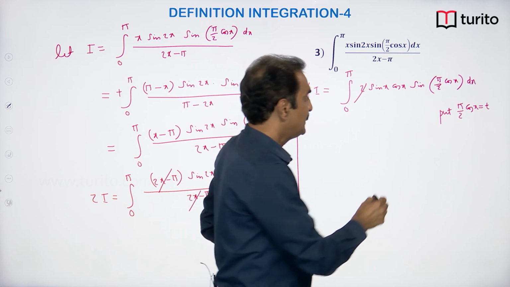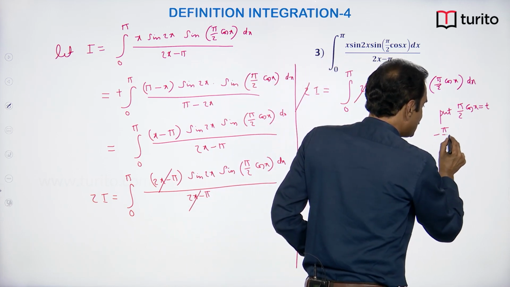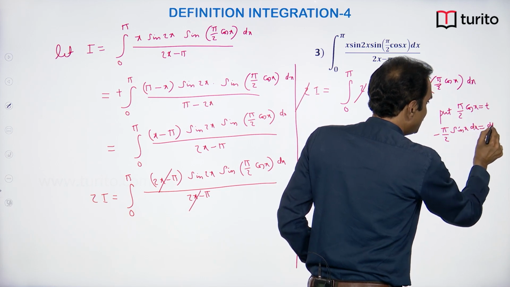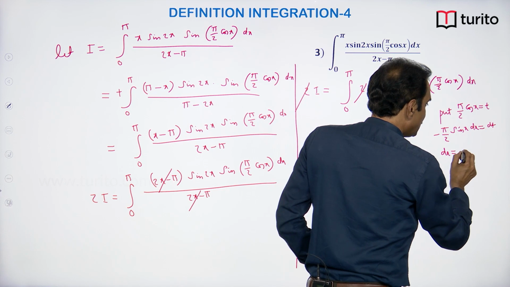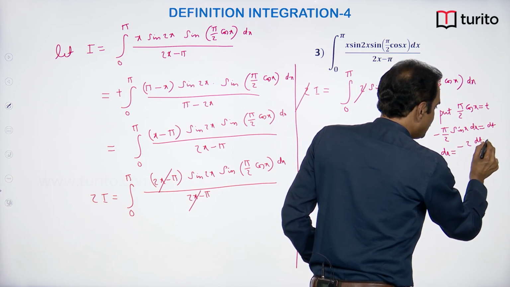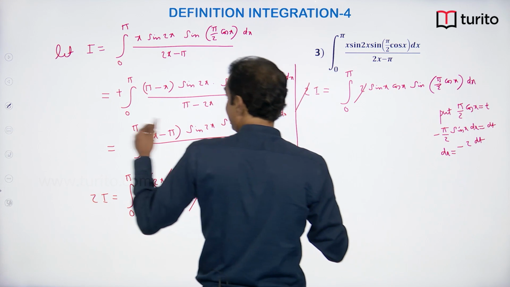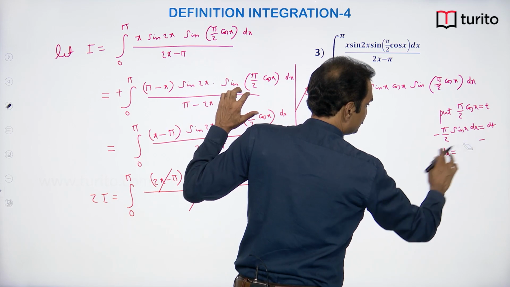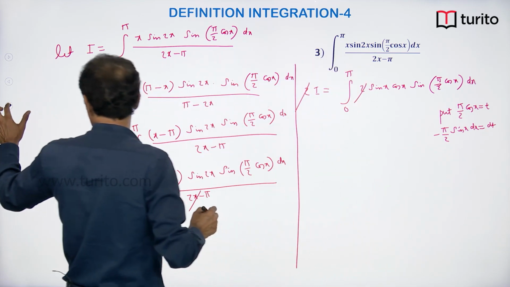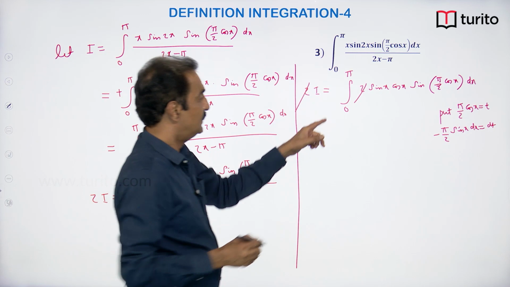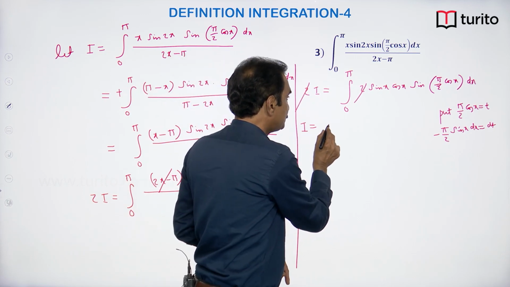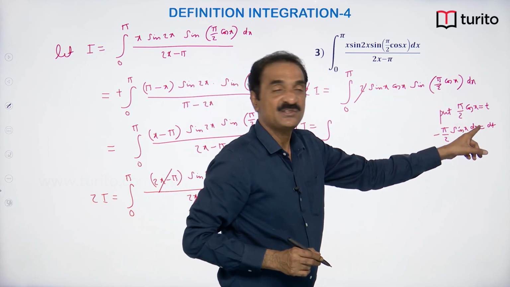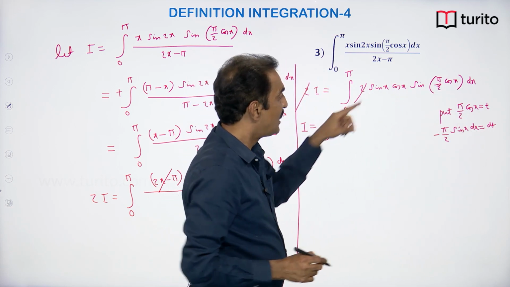Then differentiating, we get minus pi by 2 sin x dx is equal to dt. So dx is equal to minus 2 dt by pi sin x. No need to calculate dx because sin x is already there. So I will write directly I is equal to, first sin x dx becomes minus 2 by pi dt, and cos x is what?